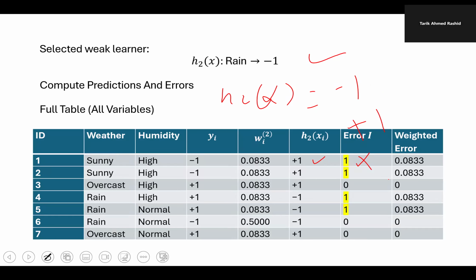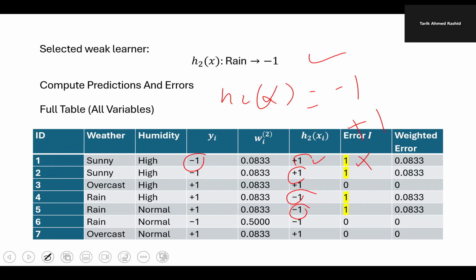So rain plus, oh, that's a mistake. Rain should be -1, so here is the change. Rain is +1, that's a mistake because we put the condition rain -1. And sunny is -1, it shouldn't be, it should be +1. Now all together: see sample 6, rain is -1, and we have the condition -1, it holds, so this is correct.